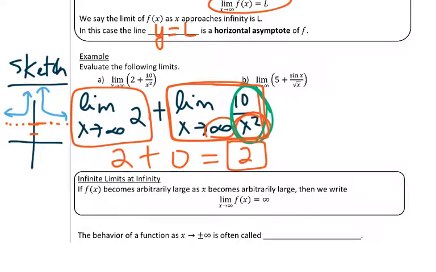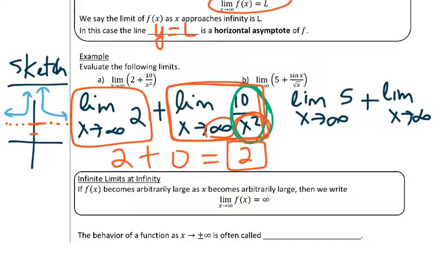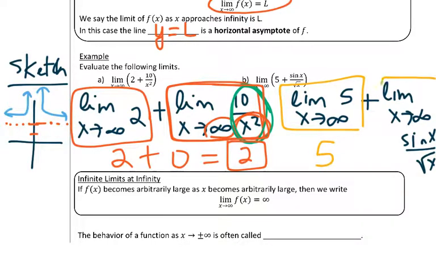So likewise, we're going to do the same thing for part B. You don't need to draw the graph, right? We're going to use the same reasoning here. So I'm going to split it up into two pieces. So I have the limit as x approaches infinity of 5 plus the limit as x approaches infinity of sine x over x squared. So same reasoning. If I look at this first part, the limit as x approaches infinity of 5 is just 5. And then if I look at the second part here, we're going to use the same reasoning.